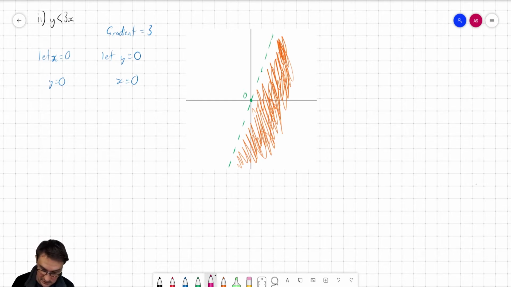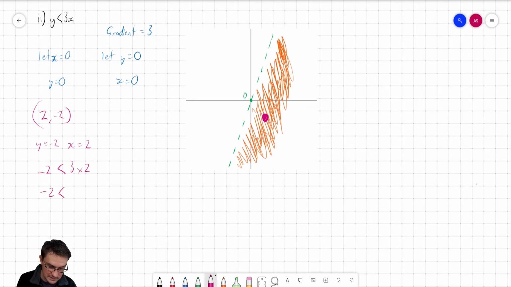So as an example, if I was to take this point over here, okay, let's call that point (2, -2). I can test that by just substituting this in here. So if I have y equals -2, x is equal to 2, and substitute that in, that's going to give me -2 is less than 3 times 2. So -2 is less than 6.